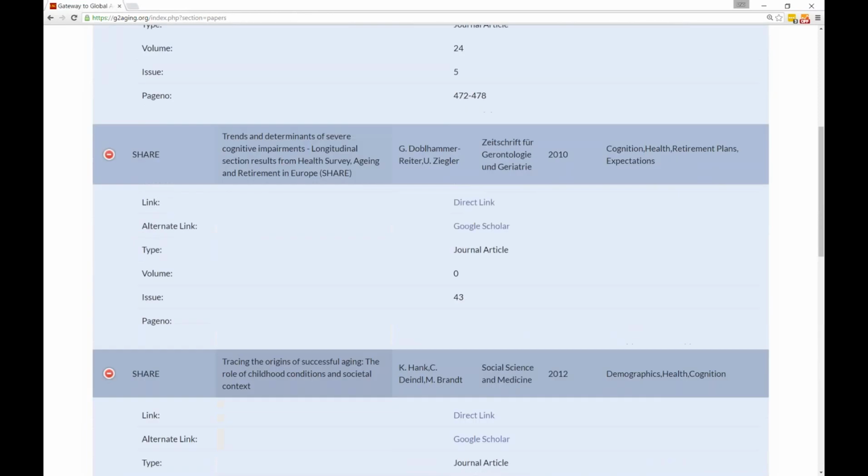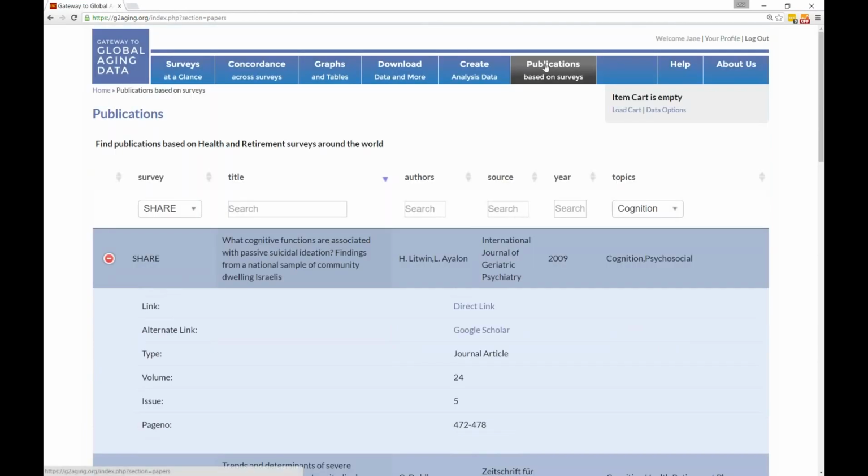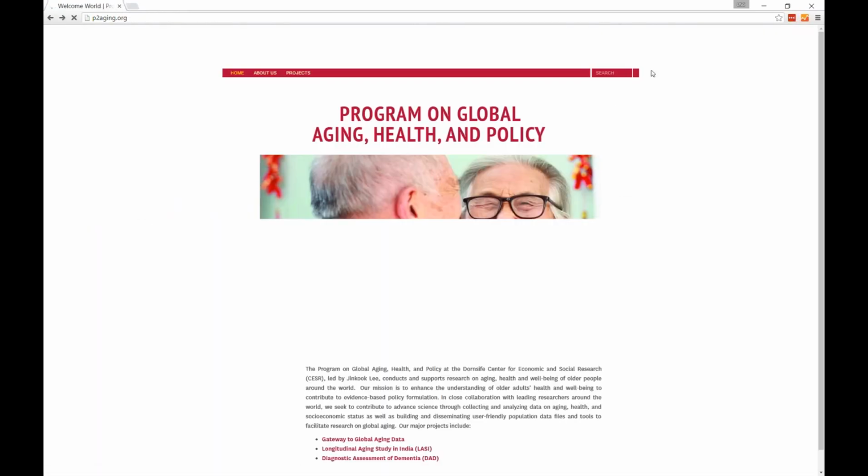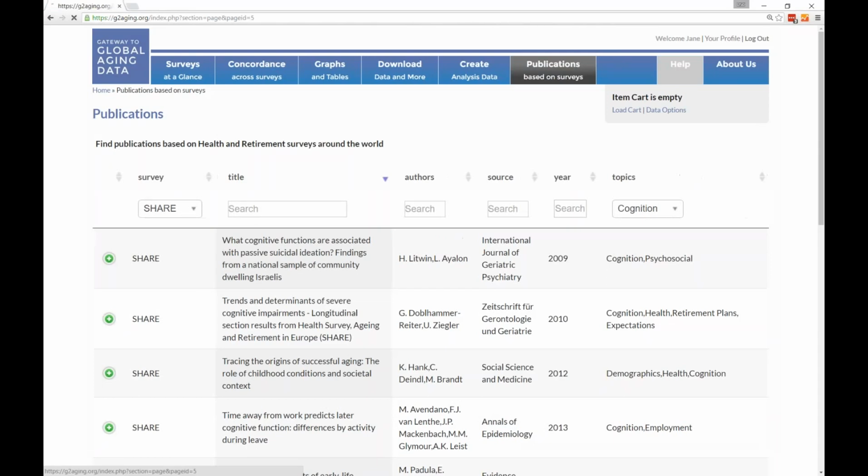So that wraps up all the tools that we built here at the Gateway. We also have a help desk. Honestly, this is one of the more valuable things that we do. You can email us at any time at help@g2aging.org, and we will always try to respond to you within about 24 hours to answer your question.